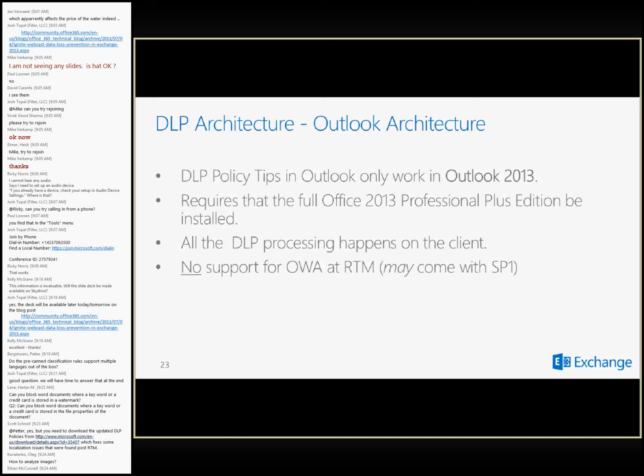Policy tips are only available in the Outlook 2013 client, not in Outlook 2007, not in Outlook 2010. I have no information on whether it's going to come out as a patch or anything. And this is inbuilt, okay? So the admin doesn't have to push out a plugin or an add-in or deploy something to all the clients such that Outlook can start understanding this. It's all inbuilt within the Outlook 2013 client.